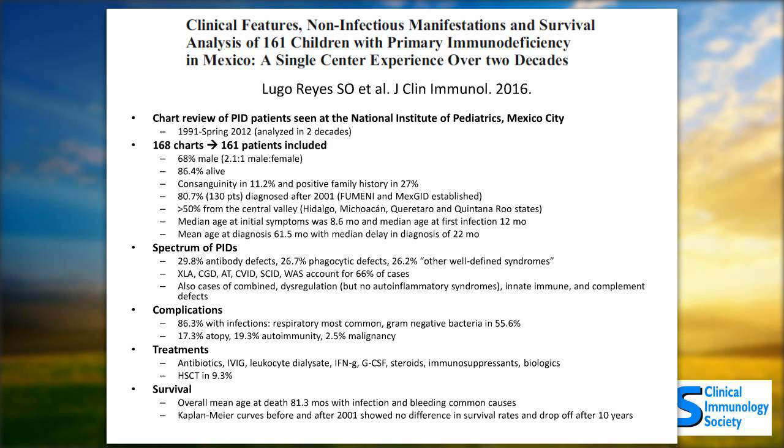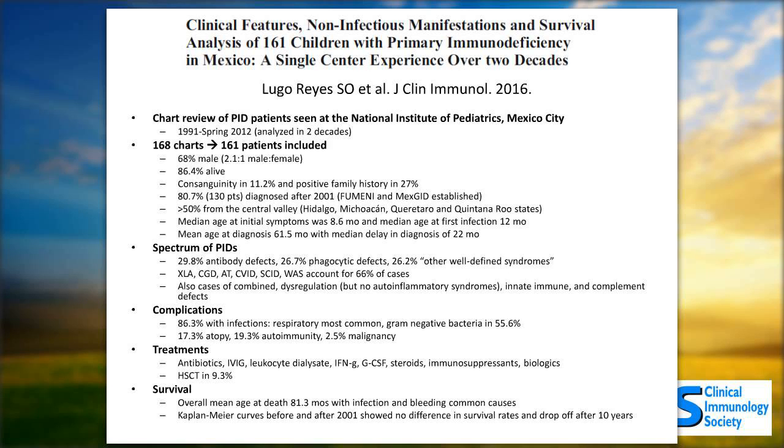In terms of the spectrum of PIDs that were seen at this particular center, about a quarter were antibody defects, which was the majority, or at least a large number, along with phagocytic defects, as well as a number of other well-defined syndromes. And in terms of the variety, as listed here, XLA, CGD, ataxia telangiectasia, CVID, SCID, and WAS accounted for the majority of their cases.